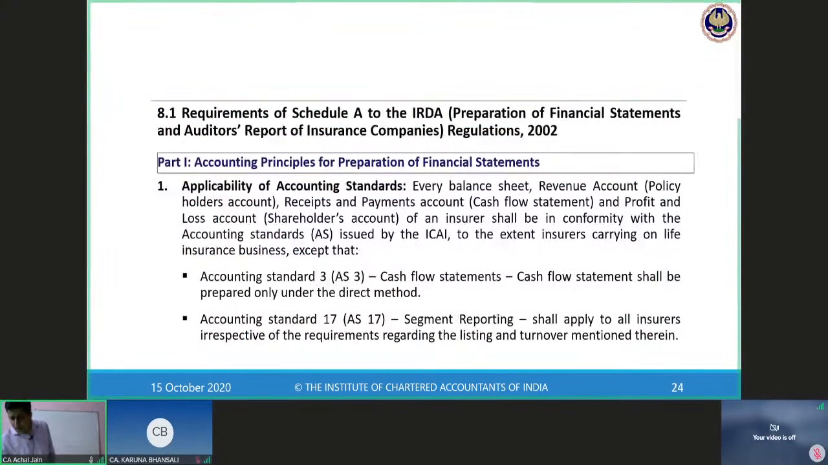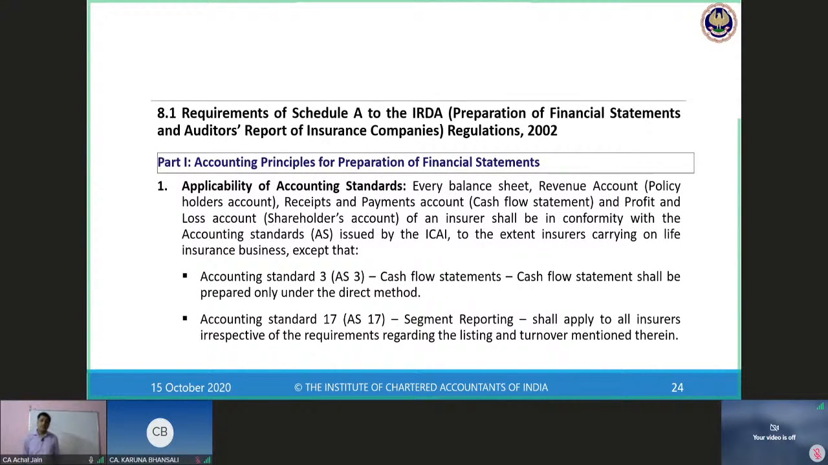So we can just now move on to the next part, that is about preparation of the financial statements. Now, in respect of insurance companies, we have discussed that there are certain specified schedules around their financial statements, which comprise the balance sheet, P&L, receipts and payments, revenue account, all of these things. And there are specified formats which they are required to follow. Mostly they are required to follow the accounting standards.